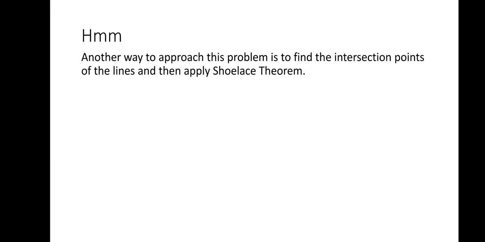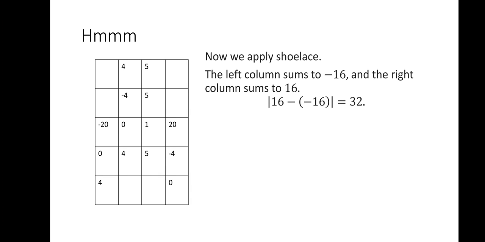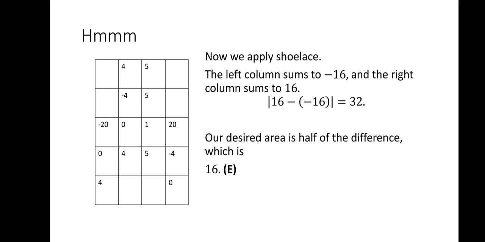We can also do this with the shoelace theorem. We have to find the intersection points first: (4, 5), (negative 4, 5), and (0, 1), as shown below. I'm doing it in a table because there isn't really an easy way to line them up. Now we just apply the shoelace. The left column sums to negative 16, the right column sums to 16. 16 minus negative 16 is 32. And to find the area, we divide that by 2, which is 16, which is E.